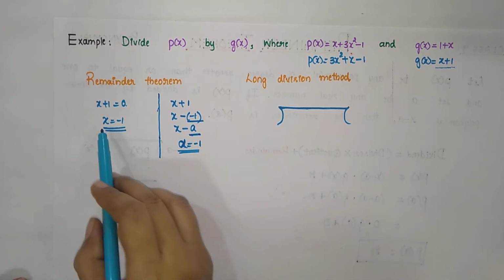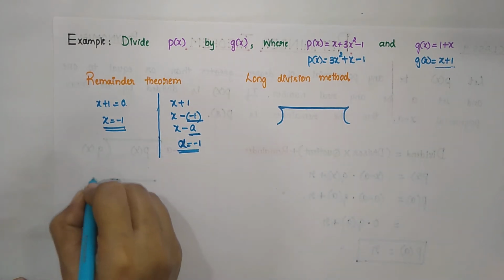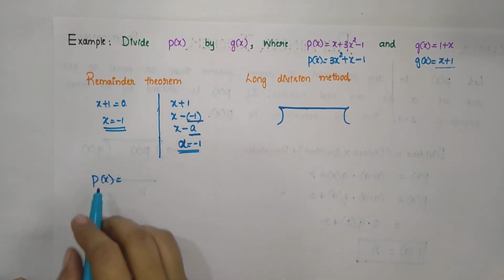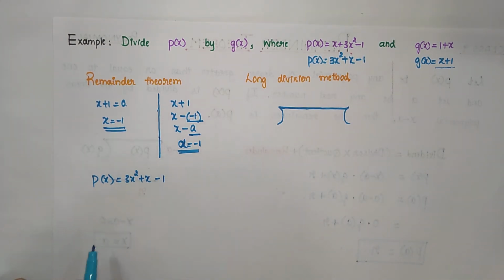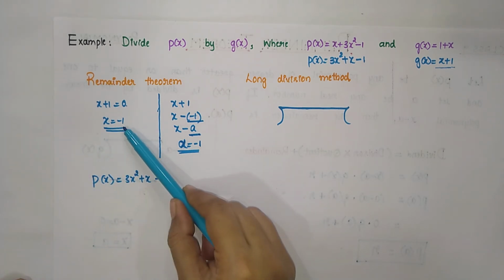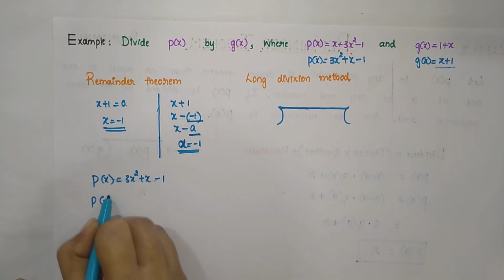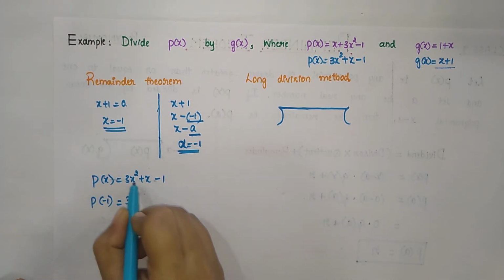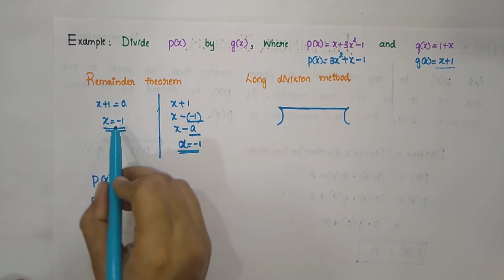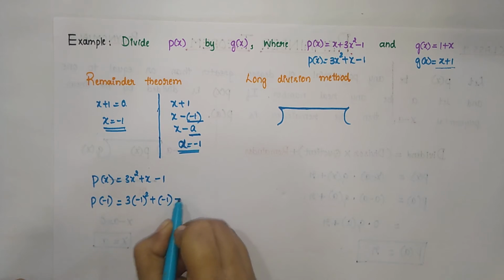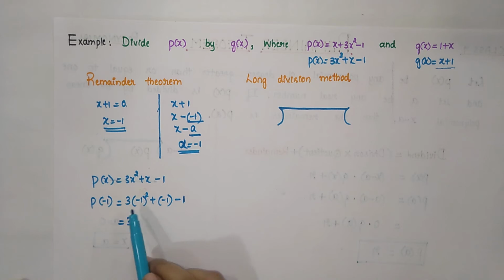Now let us replace this value of x in the given polynomial p of x, that is the dividend p of x, and p of x is 3x square plus x minus 1. Wherever x is there, you have to replace that value of x by minus 1. So we get p of minus 1 is equal to 3 into x square. So it is minus 1 square plus x, so it is minus 1, and minus 1 as it is. So it is equal to 3 into minus 1 square.